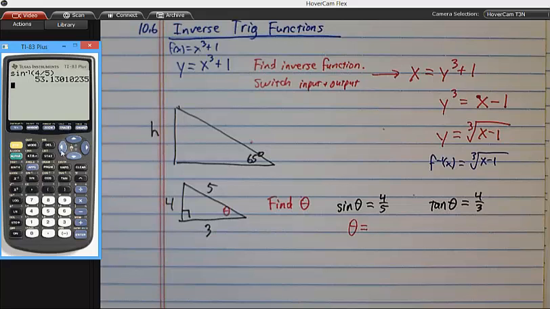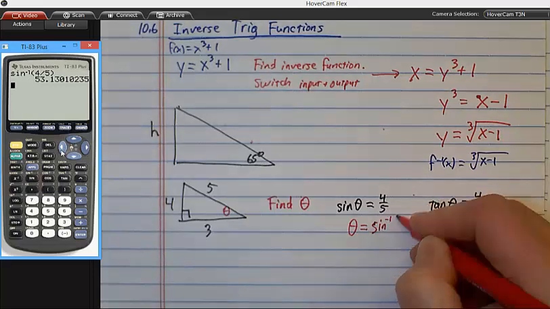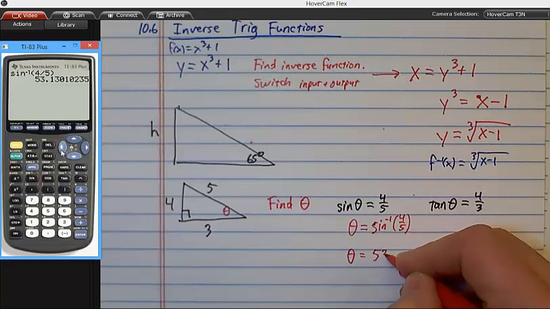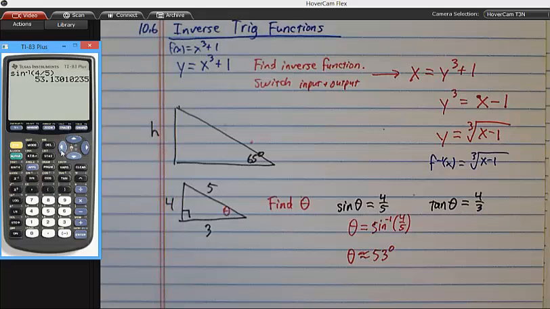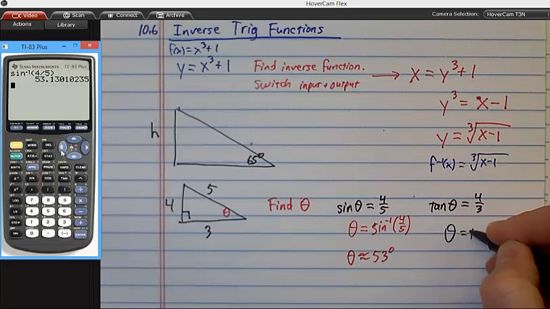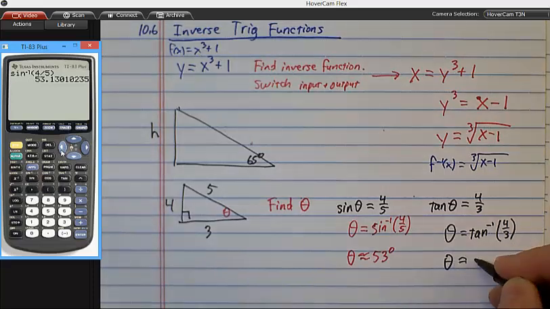Well, good. I kind of like being in degree mode if I'm doing a physical application, right? By the way, what I did was the inverse sine of 4/5. I want to show my work here. And I got that theta was approximately 53 degrees. Would I have gotten the same thing if I used this equation? You should, right? So let's do the inverse tangent of 4/3. And I'm hoping you guys get the exact same thing. Does that make sense?